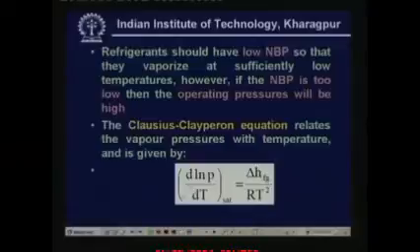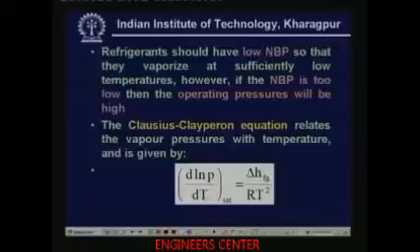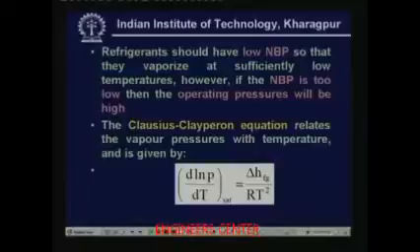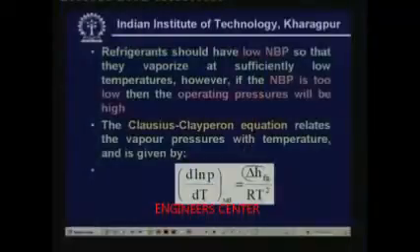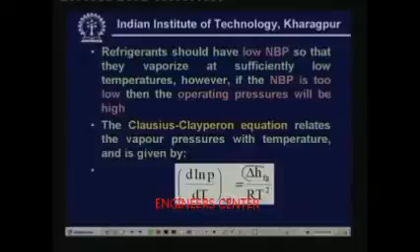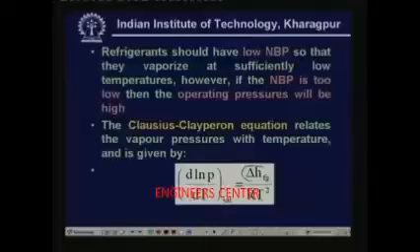d ln P by dT, where ln is the natural log, and P is the saturation pressure at any temperature T. So the slope of saturation pressure to temperature on a semi-log scale is equal to delta H_fg divided by RT squared, where delta H_fg is the latent heat of vaporization at a particular temperature T. T is in Kelvin and R is the gas constant. So you can see that this relates the saturation pressure and temperature with the latent heat of vaporization.